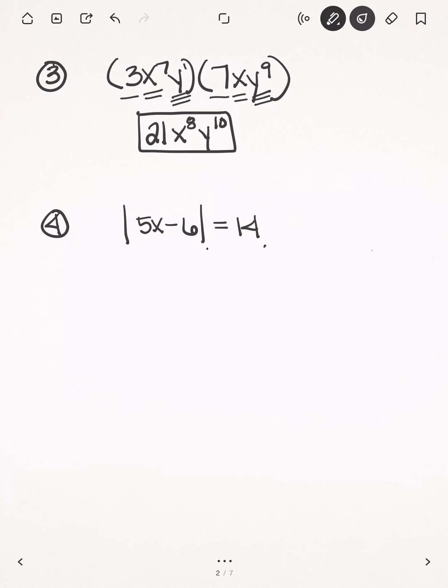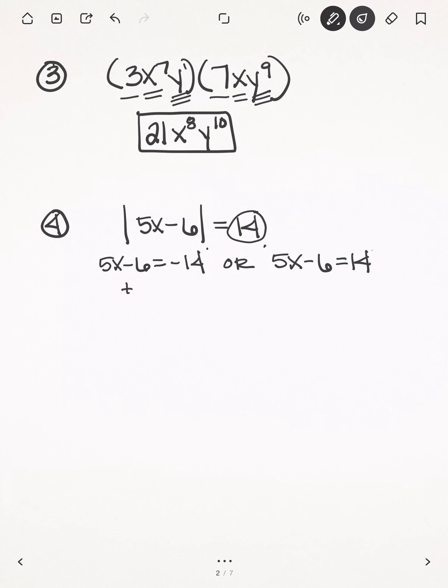To get rid of the absolute value, I'm going to write this problem 2 times. To take it out of the absolute value, I say 5x minus 6 is equal to the opposite of this number right here. This is a positive 14. I'm going to make it a negative 14. Or I'm going to write it again, exactly how it looks without the absolute value. So notice the part inside the absolute value does not change. The 14 I write as negative first and positive second. Now I can solve both of these equations.